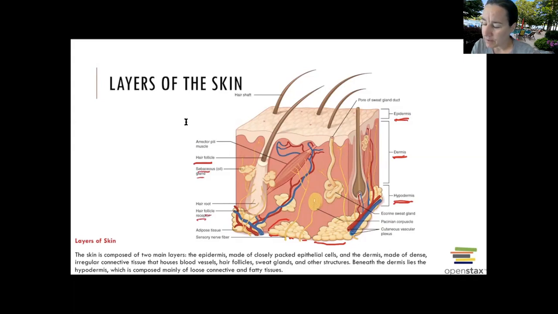We have the erector pili muscle, and that's going to help raise the hair when you get cold, right? One of the things that your body does is to raise your hair. You get goosebumps. And that erector pili muscle is in charge of that. And so the goosebumps raise your hair. You collect more air pockets in between the hairs, and that allows you to have a little more insulation than if the hair was laying flat. So the more air that gets trapped in there, it acts as insulation for you. So when you get cold, you get goosebumps. The erector pili muscle gives you the goosebumps.